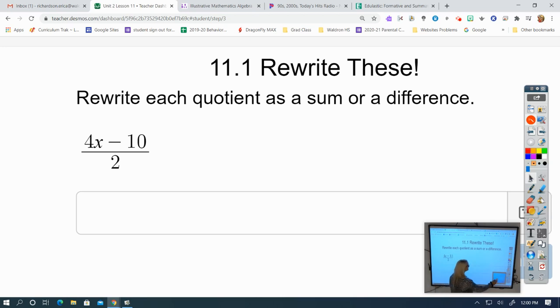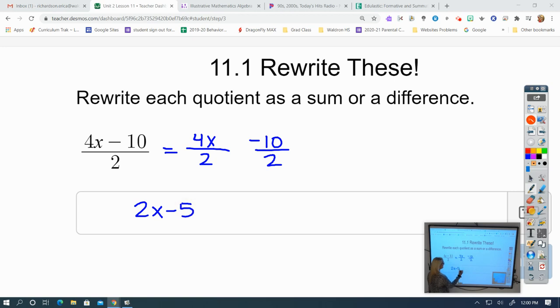So we have 4x minus 10 divided by 2. So we're just going to split that up and take each part and divide it by 2. So I'm going to have 4x divided by 2, and I'm going to have negative 10 divided by 2. So I'm just splitting it and then simplifying that. 4x divided by 2 is 2x, and negative 10 divided by 2 is negative 5, and you write that as minus 5.